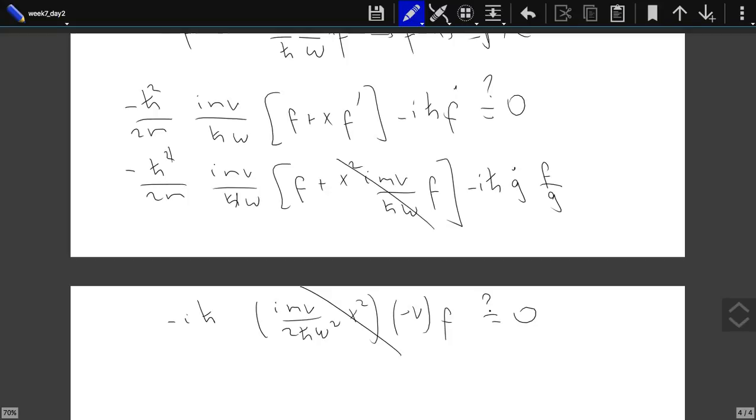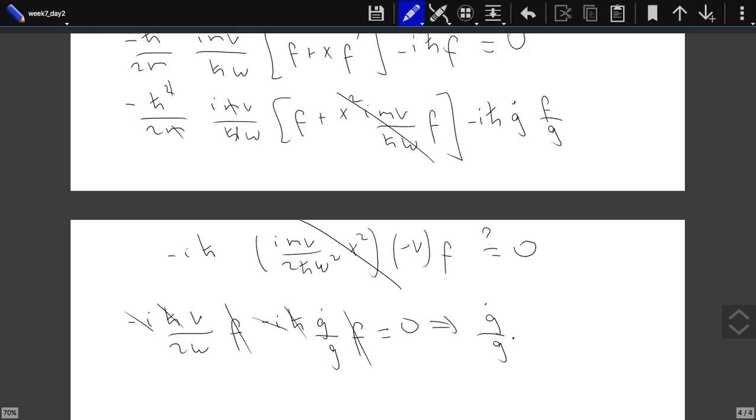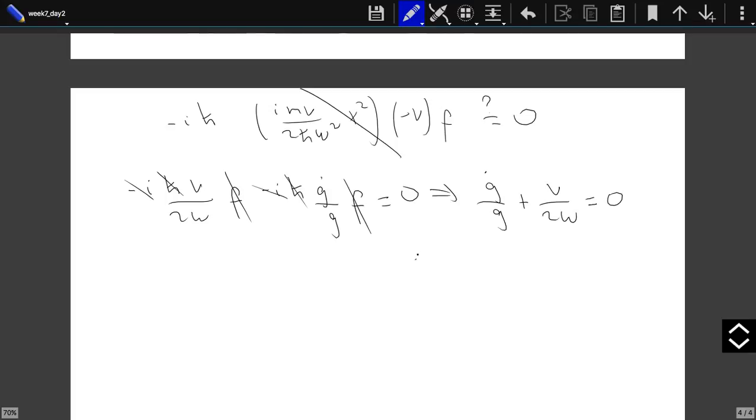Agree? Now what is left? Well, let's see, m's cancel, minus i h bar v over 2 omega f, minus i h bar g dot over g times f. This should be equal to 0. Okay, f's also cancel. So I can cancel the h bars, I can cancel the minus i's. So g dot over g plus v over 2 omega should be equal to 0. G of t is equal to g0, whatever that is, e to the power minus v over 2 omega times t.